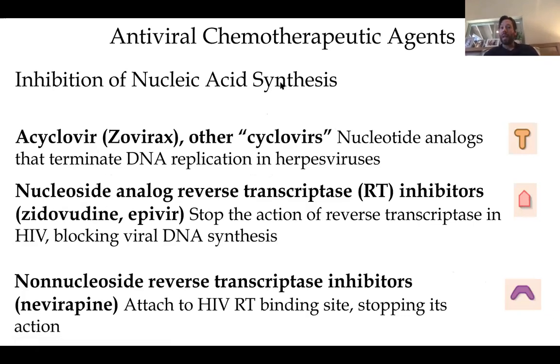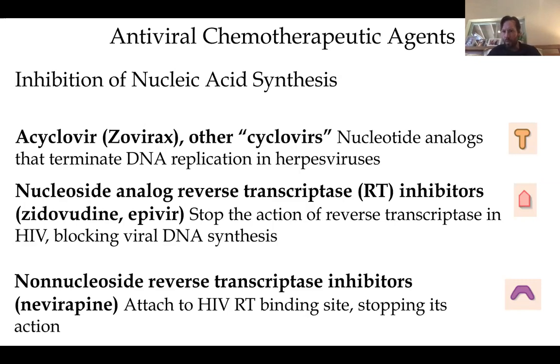Ones that get in the way of nucleic acid synthesis. So acyclovir, nucleoside analogs, and reverse transcriptase inhibitors. Remember what reverse transcriptase is? It's used for negative sense RNA viruses that need to then transcribe that positive sense segment that then can be translated into protein. So again, you're taking different strategies depending on the nature of the virus.